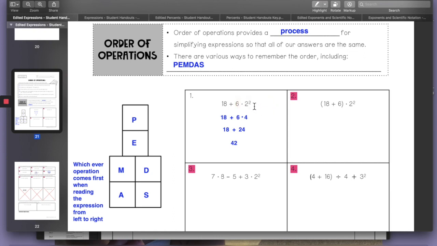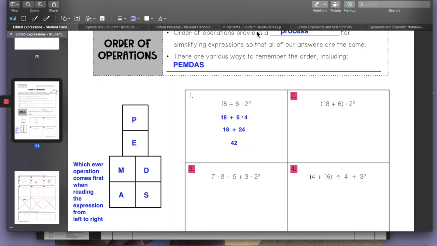So, 2 to the second is really 2 times 2. Let's mark that up right here. And just to remember, 2 to the second is 2 times 2, and it equaled 4. So, now that I've solved my exponents, I can move back down and start my PEMDAS.